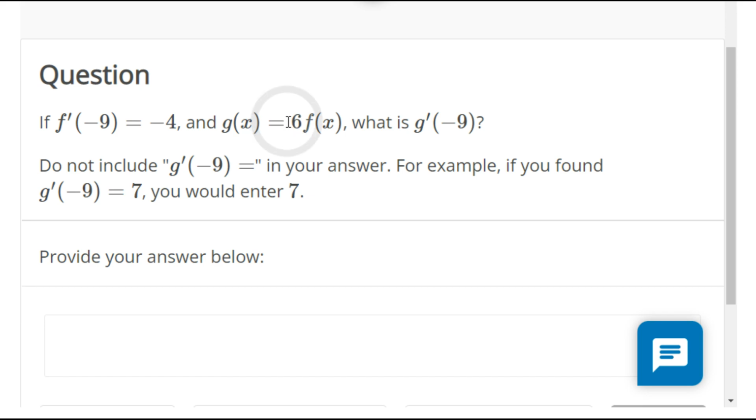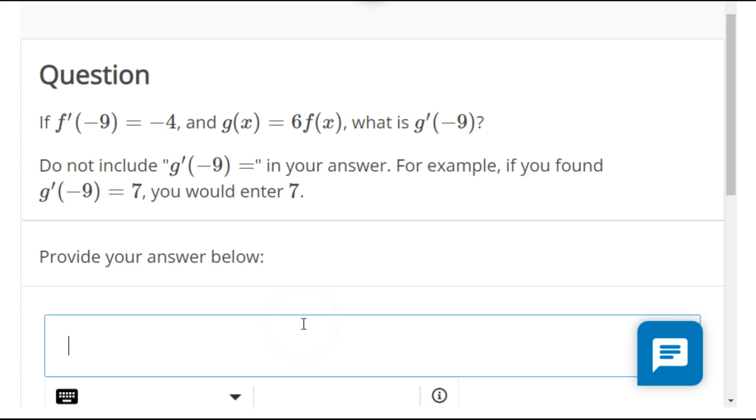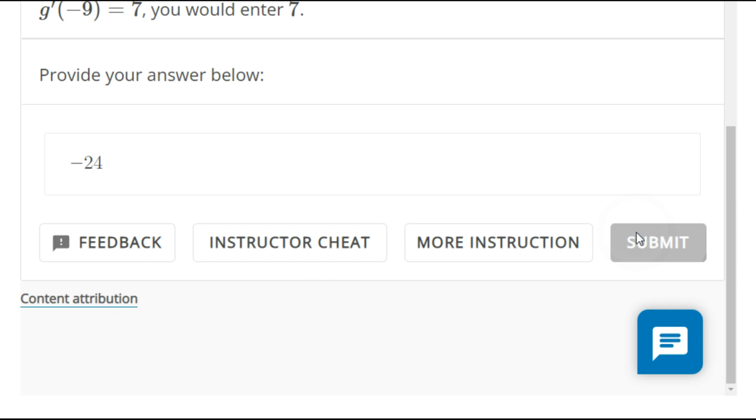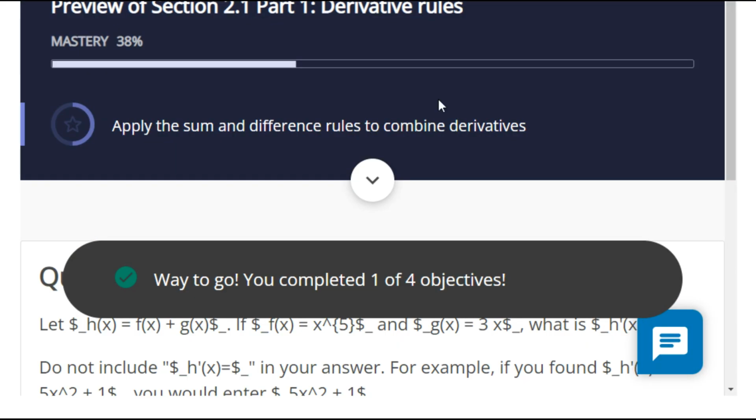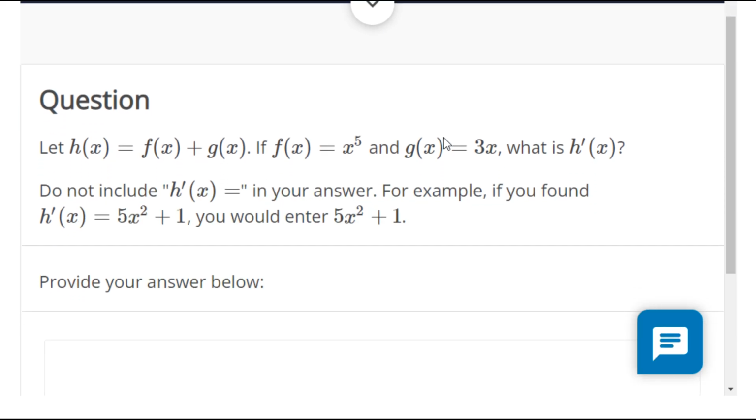Here's another one like that. 6 times f of x, so the derivative is 6 times f prime of x. They want it evaluated at minus 9. The derivative of f there is minus 4. So it's 6 times minus 4. You get minus 24. So you should be cooking if you get some questions like that.